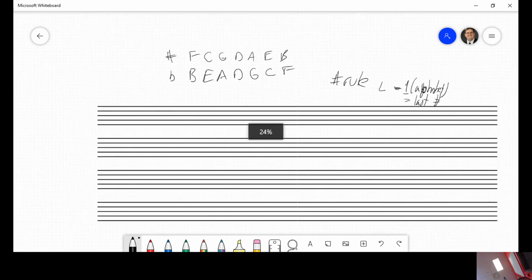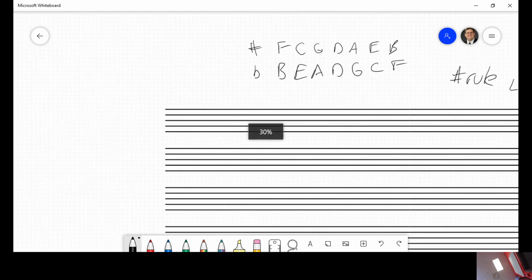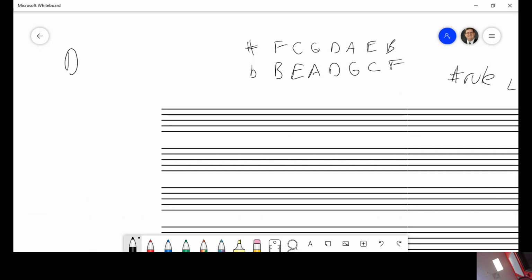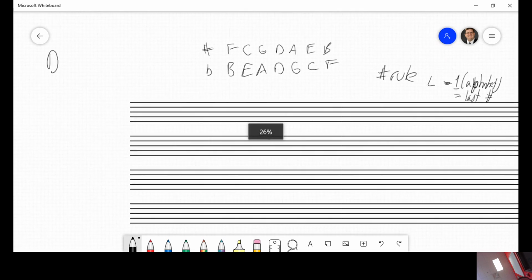For D major, I'm going to take one letter away in the alphabet. I'm going to go backwards, minus one in the alphabet. Backwards one from D is C. A, B, C, D. C is my last sharp. That means it's the last sharp in the key signature. Key of D has two sharps.